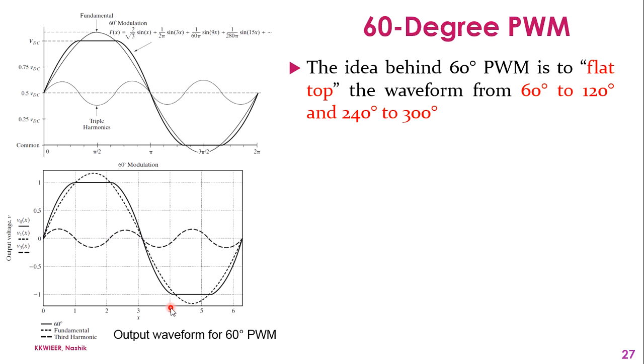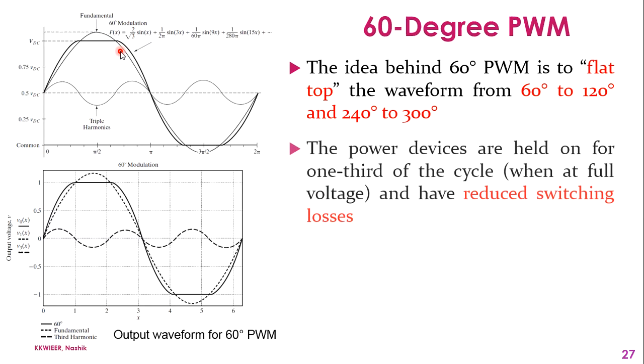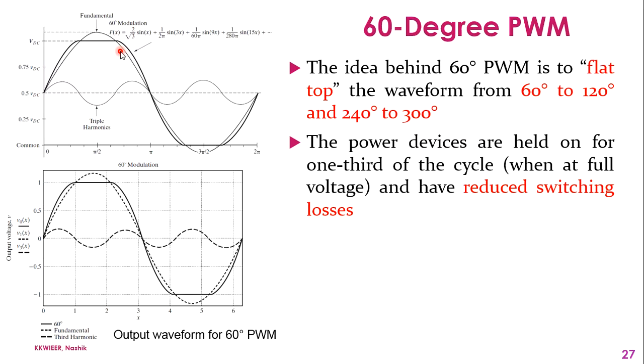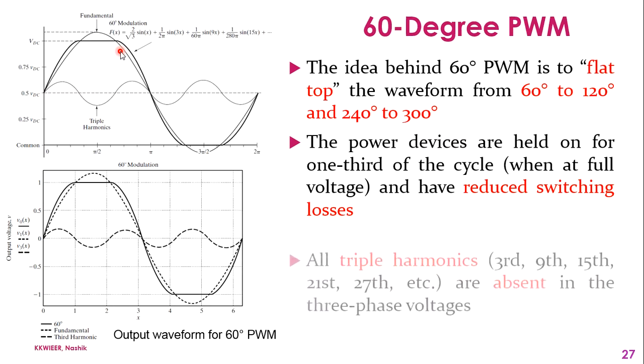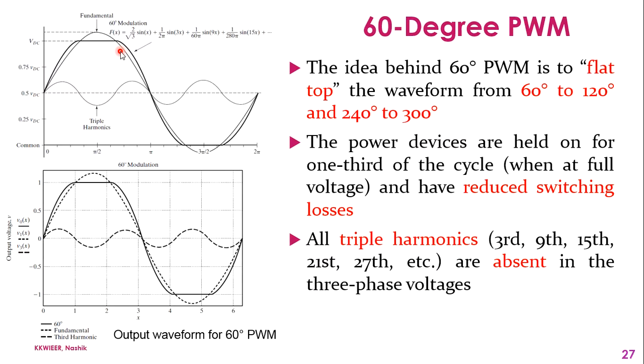Now talking about the 60 degree PWM, the idea behind 60 degree PWM is the flat top. Here you can see the waveform from 60 degrees, 120 degrees, 240 degrees and 300 degrees. The power devices are held on for a third of the cycle when at full voltage and have reduced switching losses. All the triplen harmonics, 3rd, 9th, 15th, etc., are absent in the three-phase voltages.